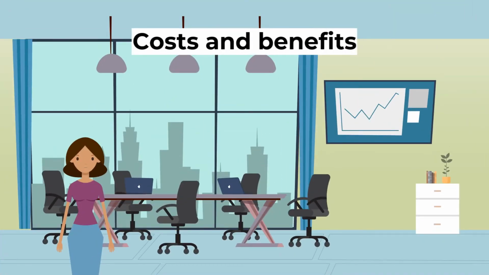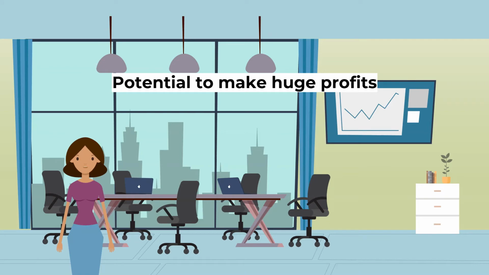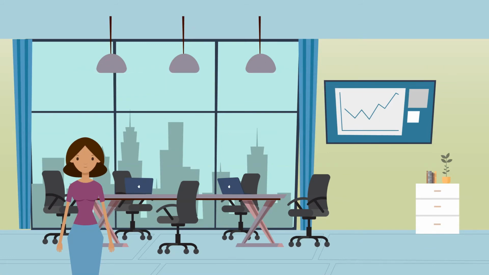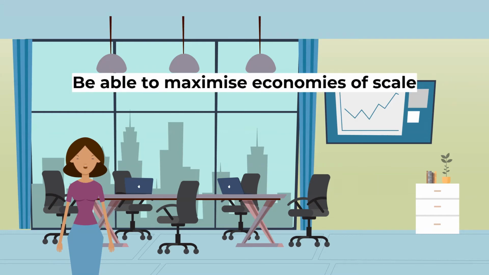What are the costs and benefits? Firstly, firms. 1. Monopolists have the potential to make huge profits for their shareholders through profit maximization. 2. The existence of supernormal profits means firms will have finance for investments and will be able to build up reserves to overcome short-term difficulties. 3. Firms with monopoly power will be able to compete against large overseas organizations. 4. Large firms will be able to maximize economies of scale, reducing costs and increasing profit further.